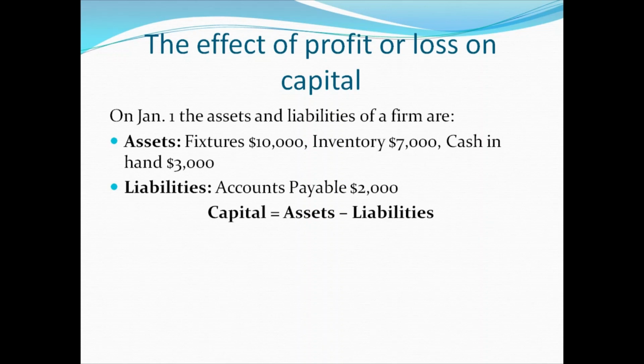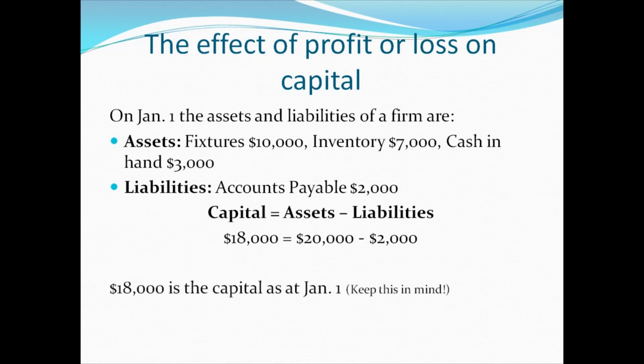Given the accounting equation, capital equals assets minus liabilities, we can add all our assets which we have available and then subtract our liabilities, which is only one, so assets minus liabilities would be $20,000 minus $2,000, and that would equal $18,000 in capital for this particular business as at January 1st. Keep in mind this $18,000 is for January 1st as we move into the other slides.